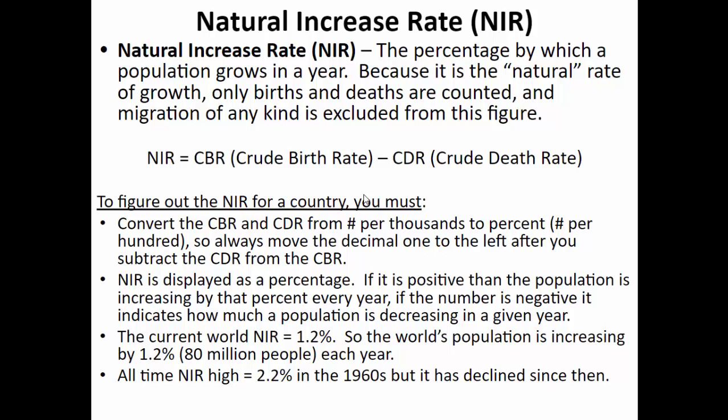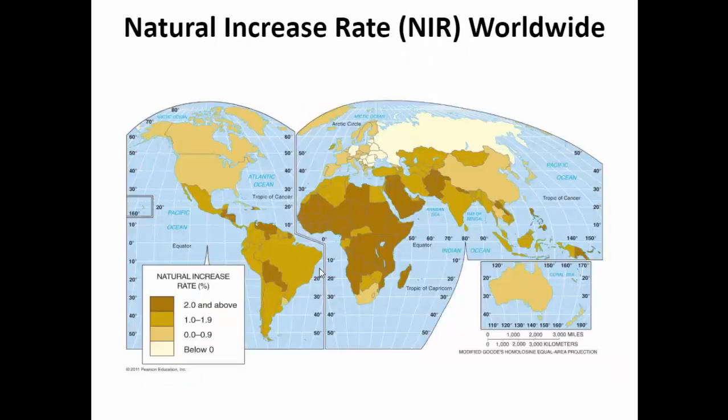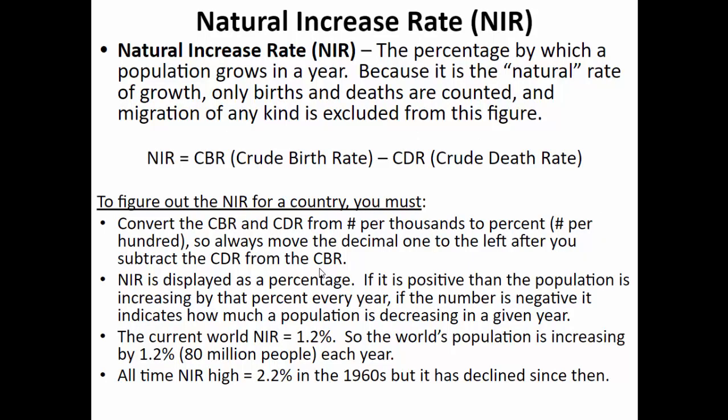And again, how do you do that? You do that by moving the decimal point one to the left, right? Then the NIR is displayed, and it's displayed as a percentage, right? So if it's positive, that means the population is increasing by that percent every year. If it's negative, obviously that means the population is decreasing by that amount every year.